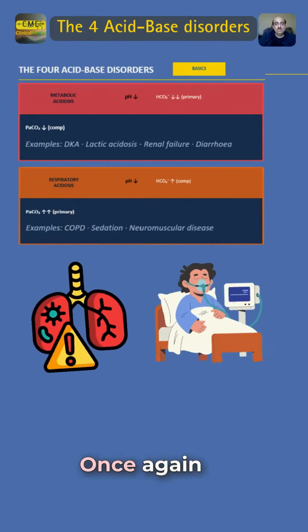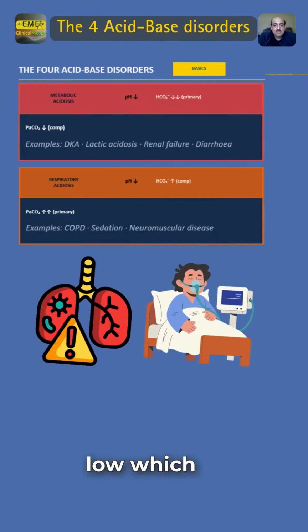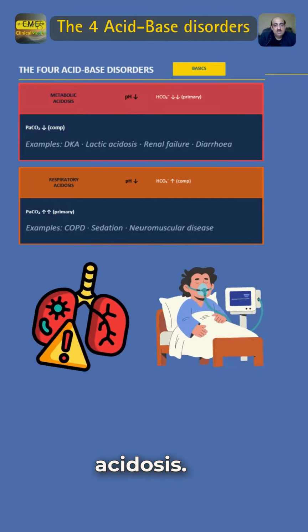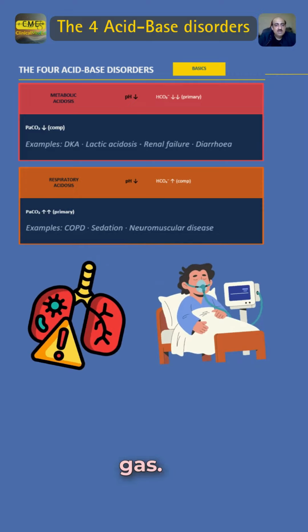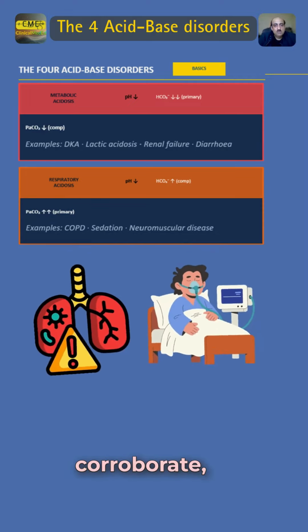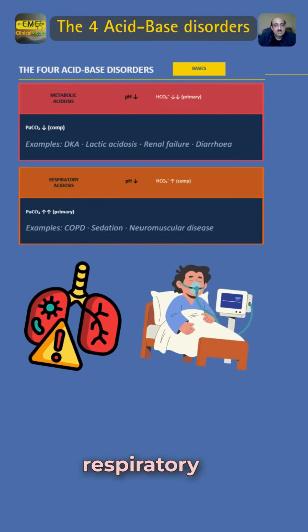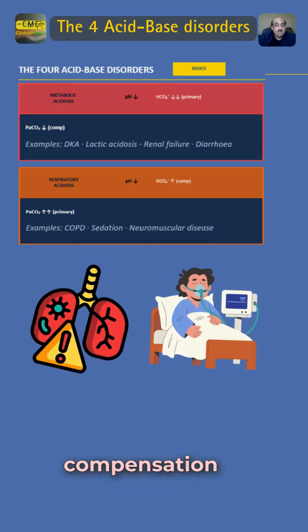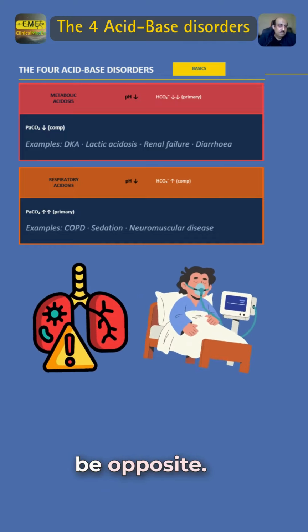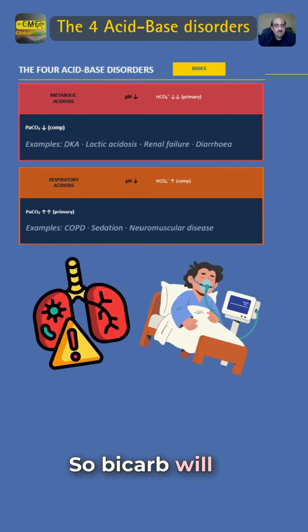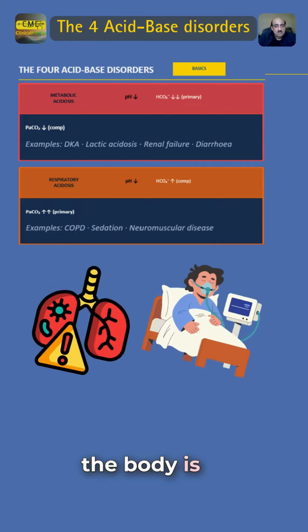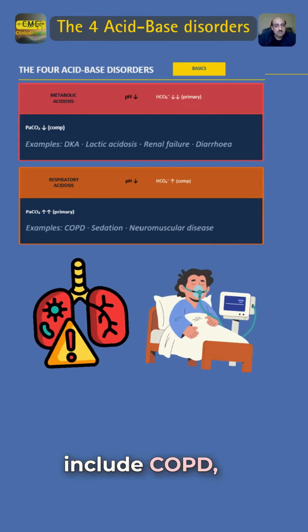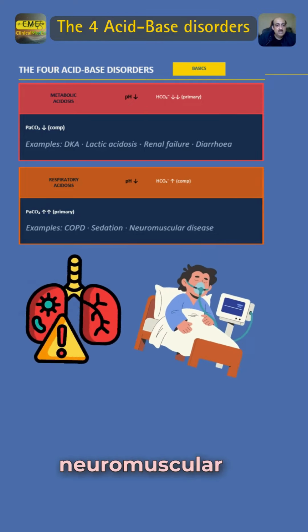Respiratory acidosis, once again, pH will be low, which indicates acidosis. And the partial pressure of CO2 will be high because it's an acidic gas, so hence it will corroborate by going higher, which means there is respiratory acidosis. The compensation obviously from bicarb, which is a buffer, will be opposite. So bicarb will be raised because again in acidosis the body is trying to compensate for it. Examples include COPD, sedation, any neuromuscular disorder.